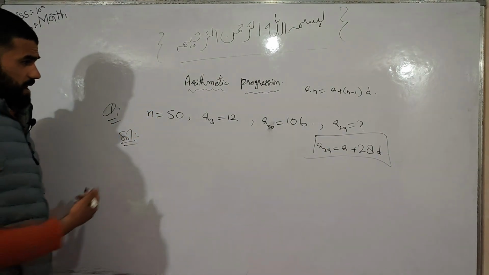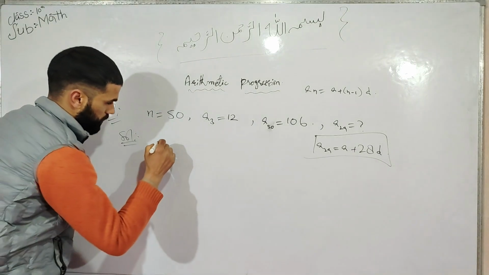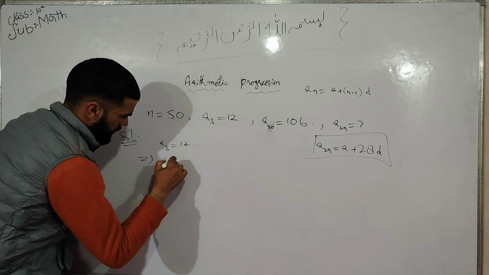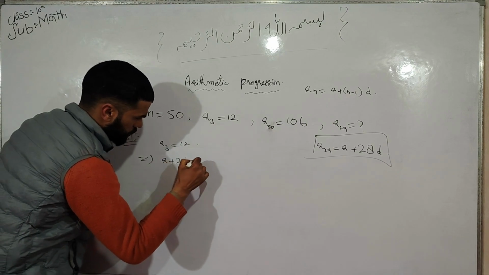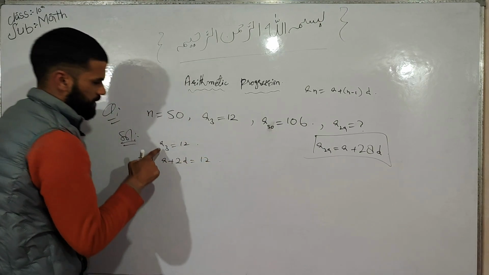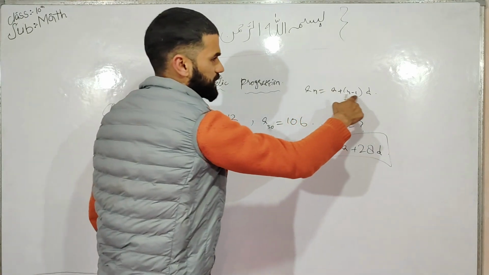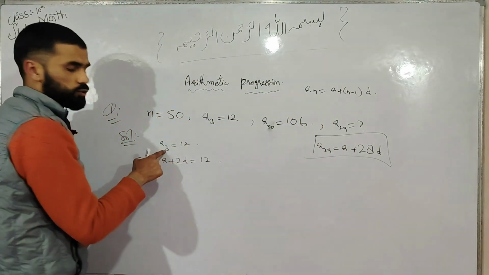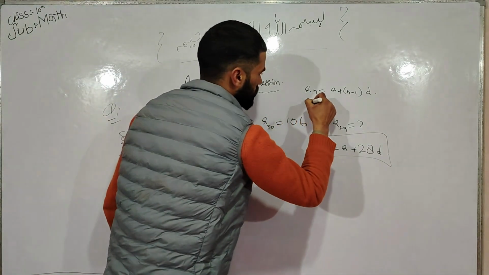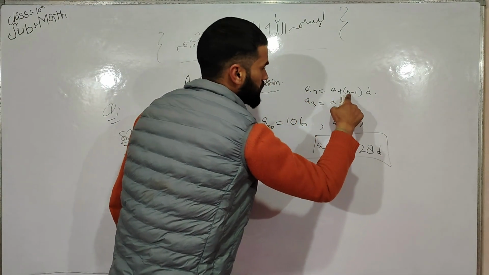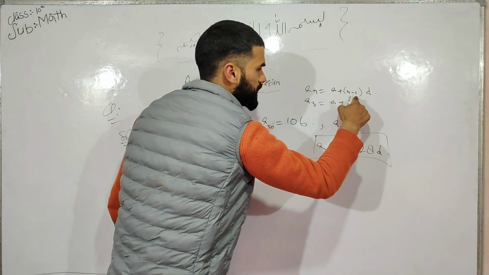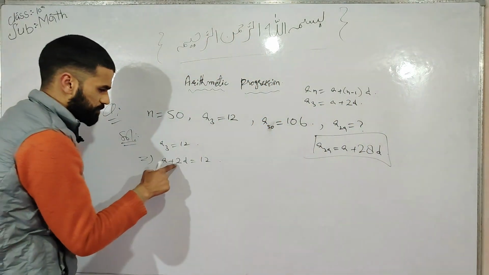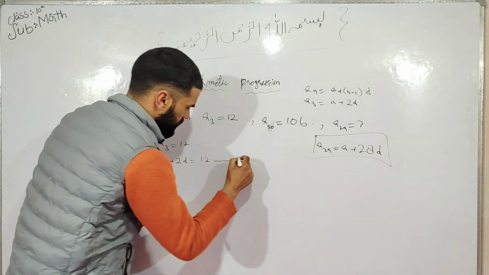Okay, so you know A3 is 12. But this A3 is a plus 2d, and this is equal to 12, because An is a plus (n minus 1)d. So instead of n, if we use 3, A3 will be a plus (3 minus 1), and 3 minus 1 is 2d. Clear? So A3 is a plus 2d, and this is equal to 12. This is the first equation.